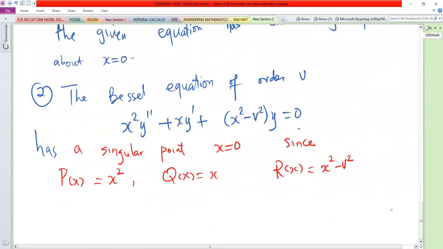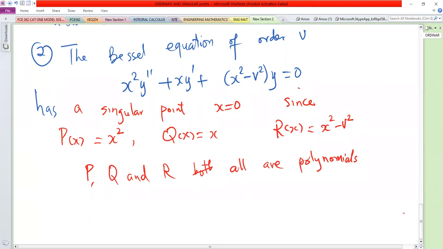So all these P, Q, and R are polynomials. And if we go by the definition of a singular point or an ordinary point, if P, Q, and R are polynomials, then if we set capital P of x equals x squared equals 0, this tells us that x equals 0 is a singular point of that given differential equation.